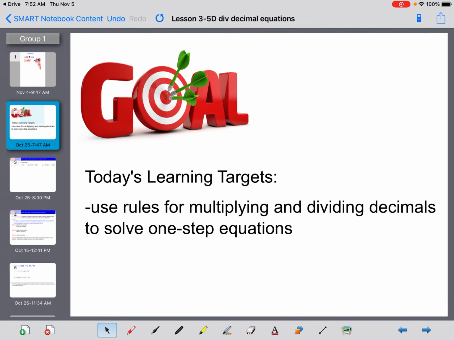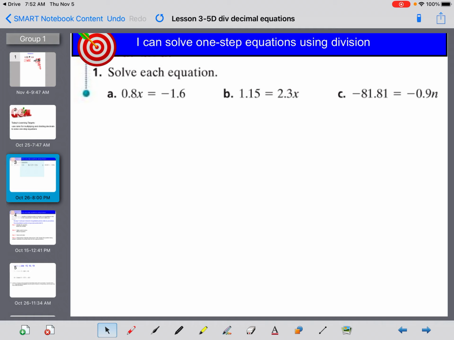Today's learning target is to use rules for multiplying and dividing decimals to solve one-step equations. Here are 3 problems. The format of these problems should look somewhat familiar to you. It's just that these problems involve decimals. The process and procedure you will use to solve these one-step equations is the same as the process you used in Chapter 2 and all of Chapter 3.